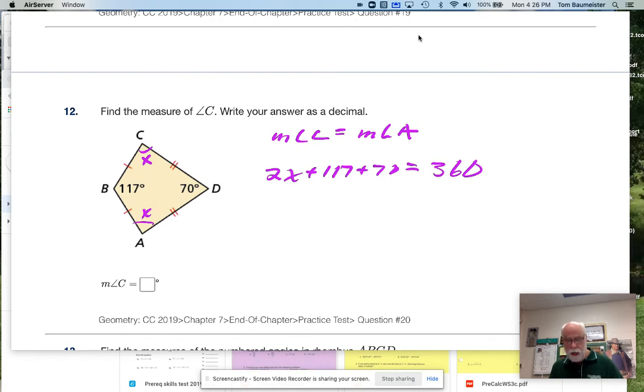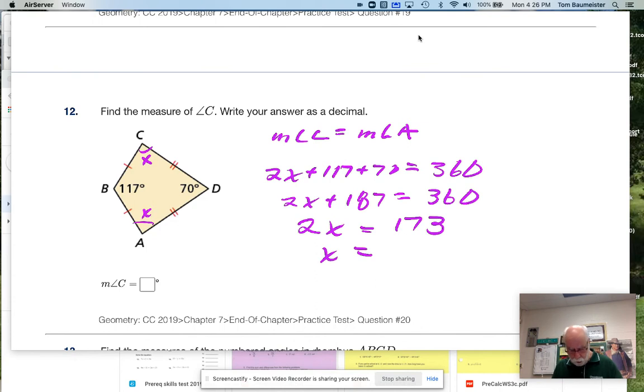So if that's the case, let's see, 2x plus 187 is equal to 360 degrees. I'm going to subtract 187. So I'll get that 2x is equal to 173 degrees. And I'll get that x is equal to, if I divide by 2, 86.5. And again, x, I just told you, was C. So we know that this has to be 86.5 degrees.